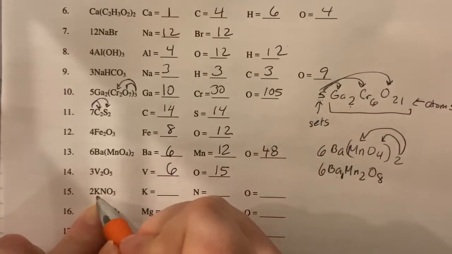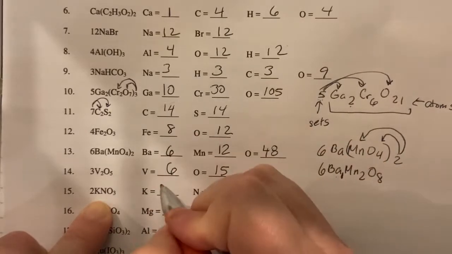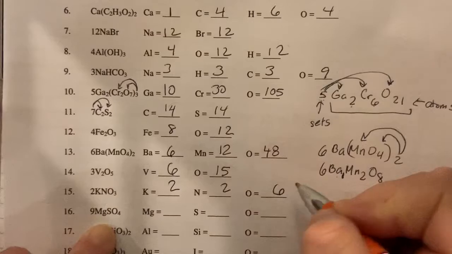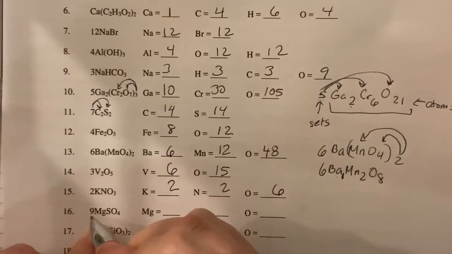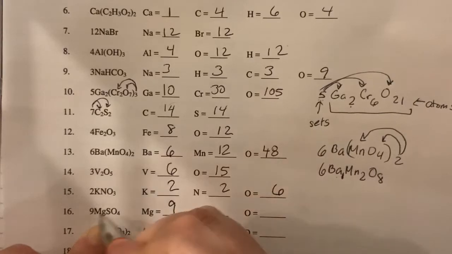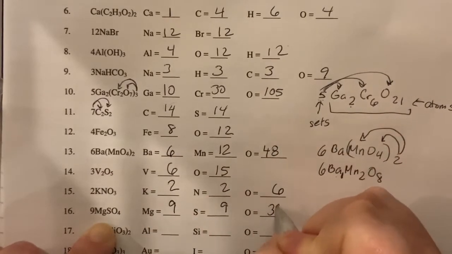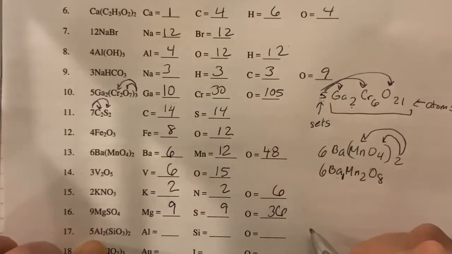2 potassium nitrates, 2 potassiums, 2 nitrates, and 2 times 3, 6 oxygens. 9 magnesium sulfates, 9 magnesiums, 9 sulfurs, 9 times 4, 36 oxygens. Oh, we got a longer one here, so let me just go over here.